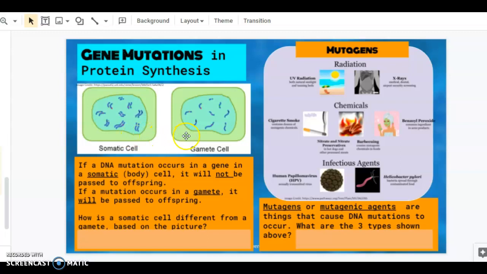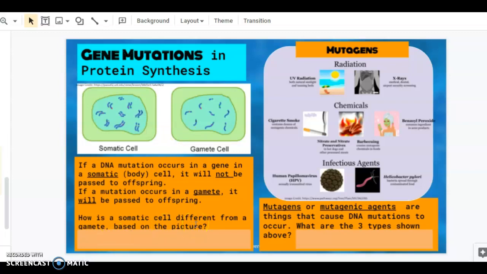The cells we use to make babies are special cells called gametes. If the gene mutation happens in the gamete cell, the one used to make a baby, it can be passed on to the offspring. So when you think about mutations, it's important to think about what cell they are happening in, as well as what they are going to do to that cell.